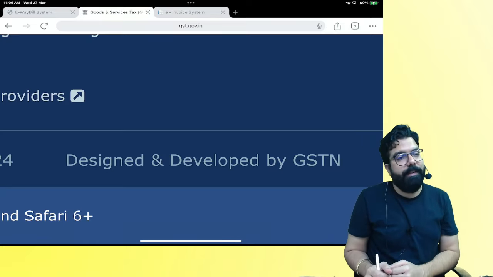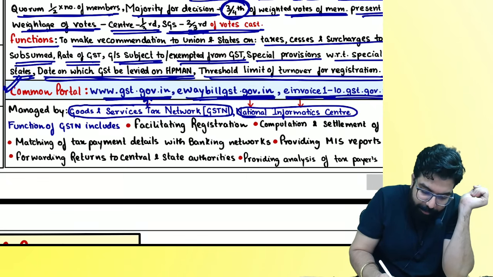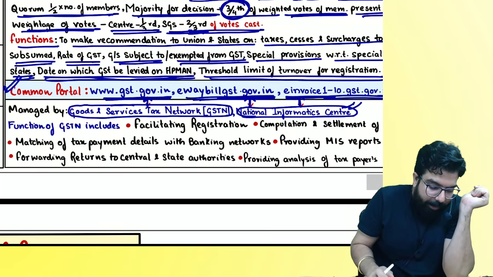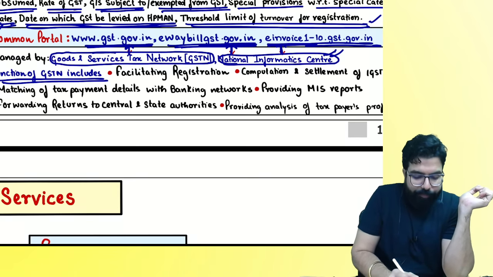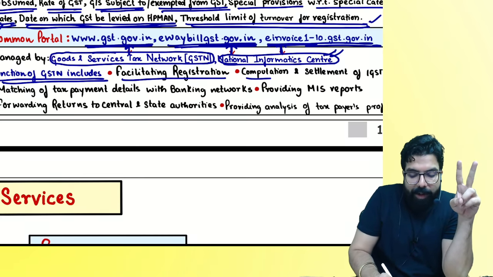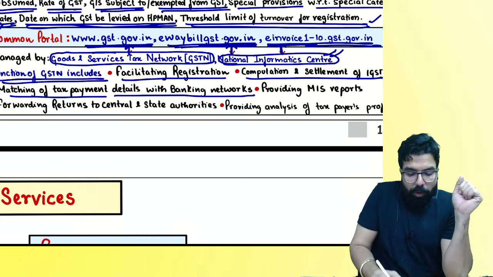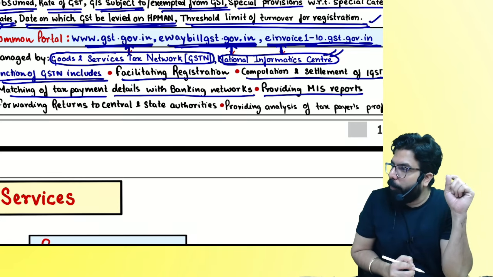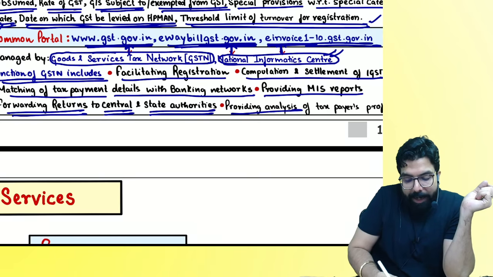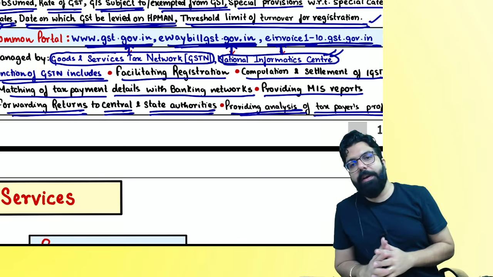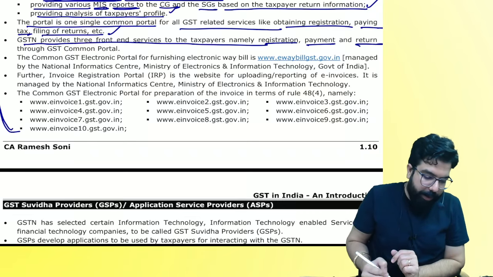GST.gov.in is managed by GSTN. Are we all clear, everyone? Now see, these both are being managed by whom? National Informatics Center. I have already told you about the functions of GSTN. What is GSTN's main function? Registration, computation and settlement of IGST, matching of tax payment detail with banking networks, providing monthly information system report to the government, forwarding a return to the center and the state, providing analysis about the taxpayer's profile. Are we clear whose work it is? GSTN. The same thing was also told in the textbook over here.